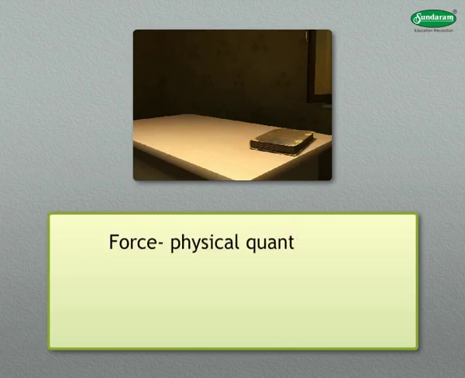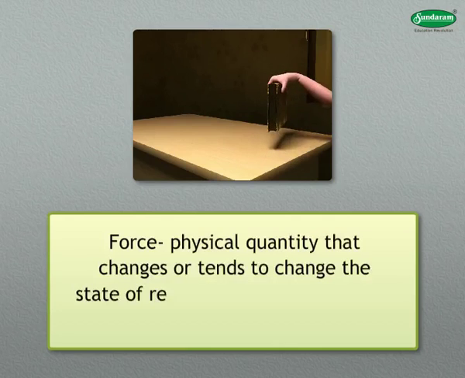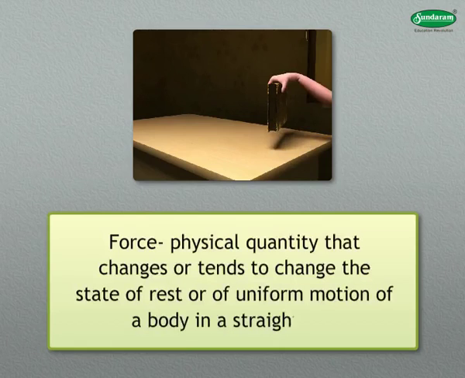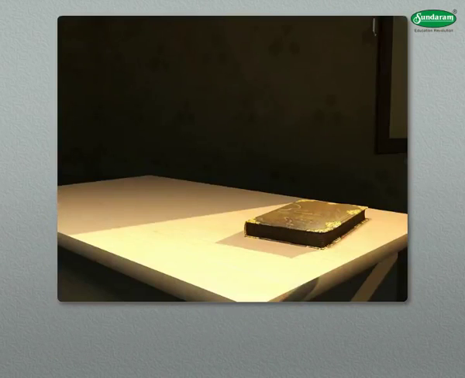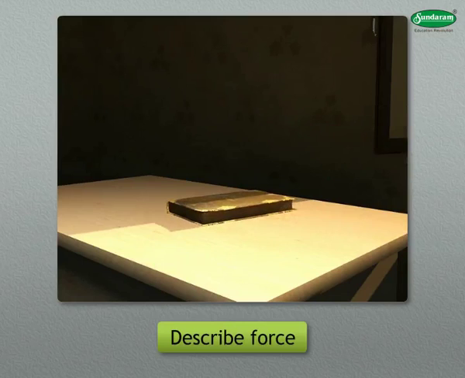Force is a physical quantity that changes or tends to change the state of rest or of uniform motion of a body in a straight line. The force acts along a line in a particular direction and has some magnitude. So, to describe force, we must specify both its magnitude as well as the direction along which the force is acting.